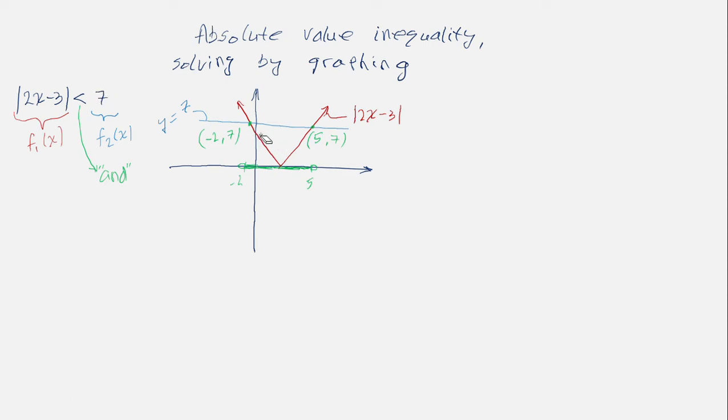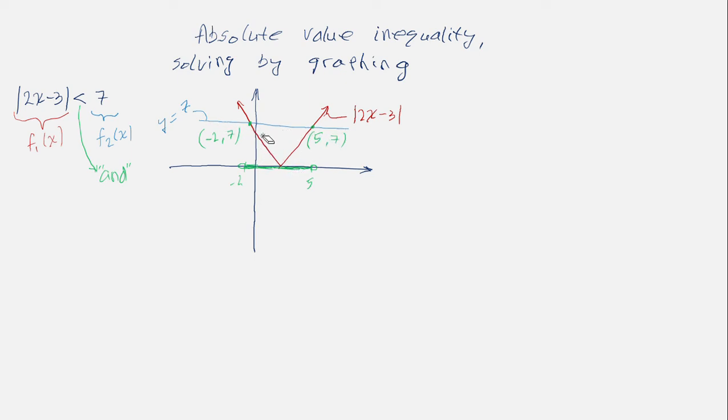Well, we can see here that the absolute value in this region is below the line. This part is above the line. See, this is higher than this line. This branch here is also higher than this line. But this piece of the absolute value graph is below the line y equals 7. If it's below, that means it's less than, it's smaller, because any y value here is smaller than y equals 7.